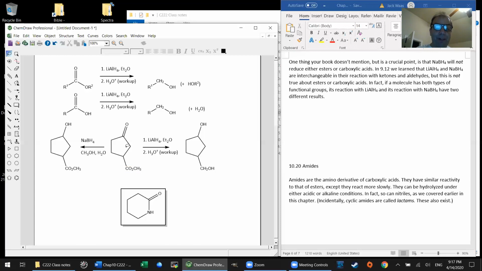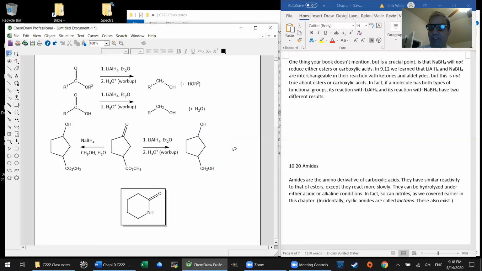Let's say we had a molecule, something like this one down here, which, as you can see, has both a ketone and an ester functional group. We can distinguish between the reactivity of those two groups depending on which product we want to make by choosing one of these reagents. If we reacted this keto ester, we would call it, with LAH, it would reduce both functional groups. It'll reduce the ketone to a secondary alcohol and the ester to a primary alcohol.